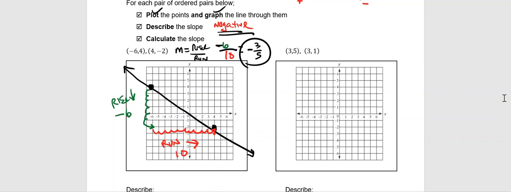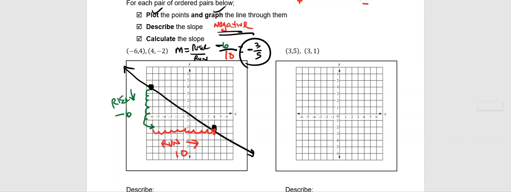The slope of this line essentially says that every time I count down 3 spaces for my rise and run 5 spaces to the right, I'll actually find another point on the line. If this line were drawn accurately, I would see that. And I could continue that pattern and actually pick up other points along the way. So that's how we're going to go about calculating slope.